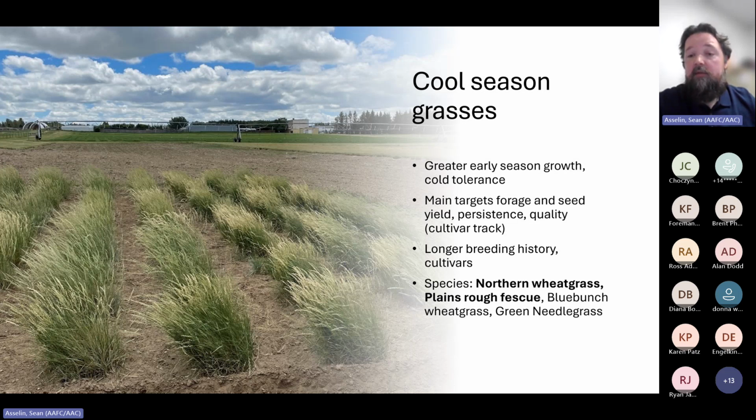A lot of our cultivars for native plants are cool season grasses, primarily wheatgrasses. There's been a long history of breeding them. And the major species that we're currently working with here in Swift Current include northern wheatgrass and plains rough fescue. But we also have populations of bluebunch wheatgrass and green needlegrass that we've done work on, and a variety of other wheatgrasses. But right now we're doing multi-site testing on northern wheatgrass and plains rough fescue to get some varieties developed. And we're looking at doing some source-identified seed work on bluebunch wheatgrass, as well as reconstructing some older ecological varieties like AC Mallard of green needlegrass.